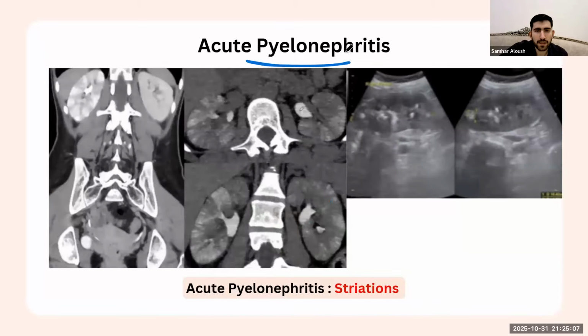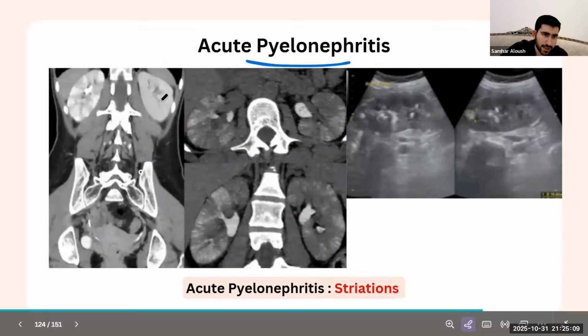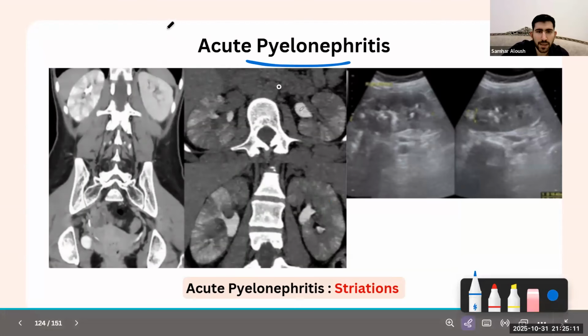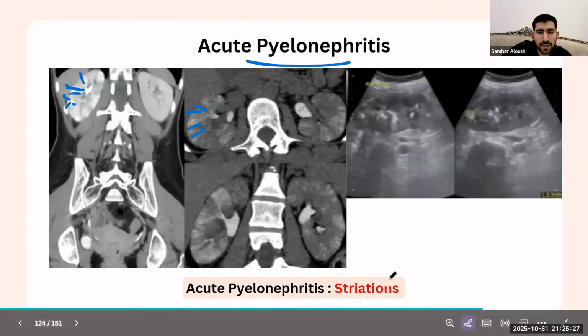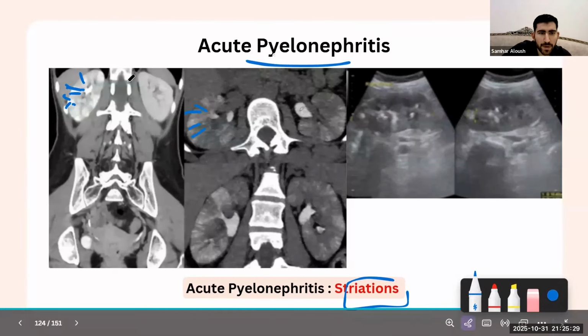Then we have pyelonephritis. That is very important. It came so many times. Pyelonephritis, we agreed, is inflammation of the kidney. How does it appear? As striations. Meaning gray, white, gray, white. It's like a zebra. Black, white, black, white, or gray, white, gray, white. Look here. Gray, white, gray, white. Light black, light black. You see? It's striations. So acute pyelonephritis on CT scan appears as striations.